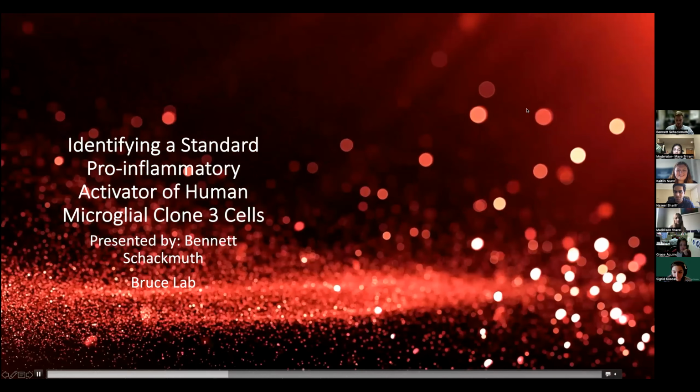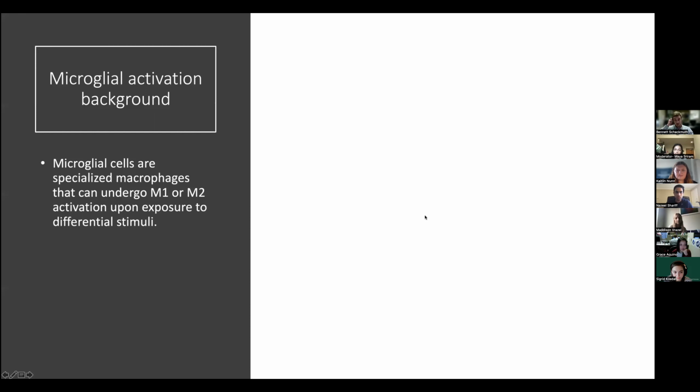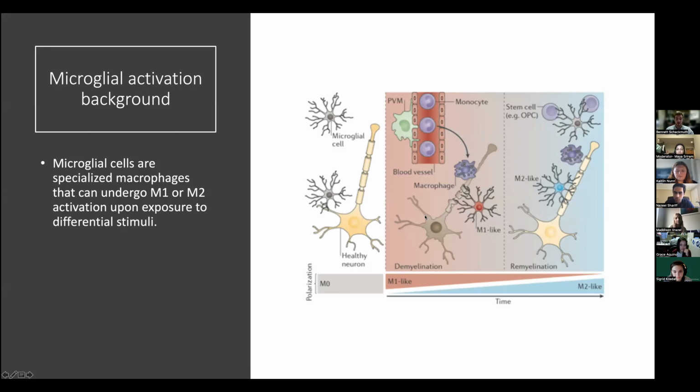To get started, we're going to talk about the background on microglial activation. So microglial cells are specialized macrophages that can undergo either the M1 or M2 activation upon exposure to differential stimuli. These cells are originally derived in development. When your blood-brain barrier begins to form, they are part of the original macrophages. And when that blood-brain barrier is formed, it isolates them from the rest of your immune system. So it's mainly part of the immune system of your brain. Because of that, they have to be very powerful, but also very careful.